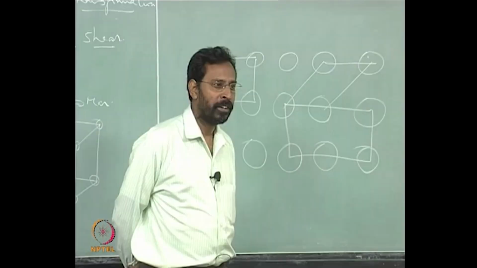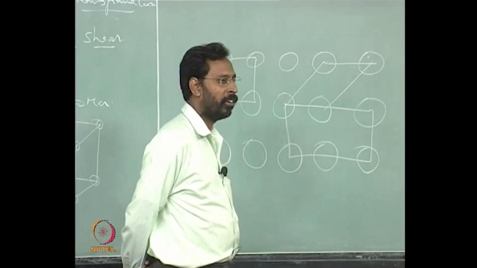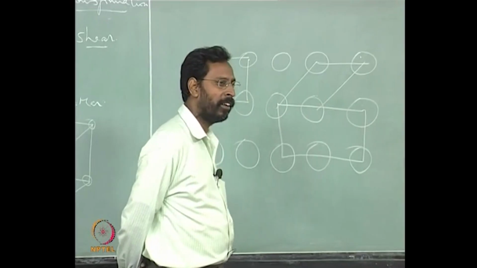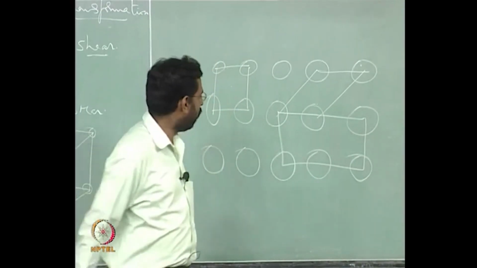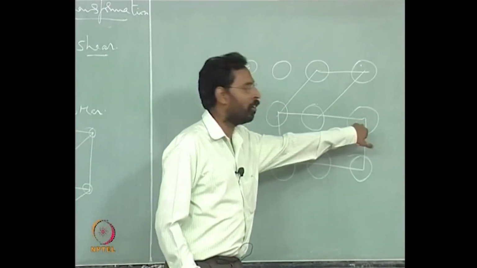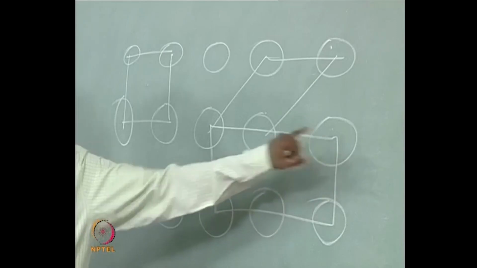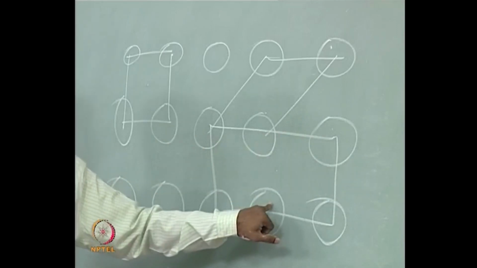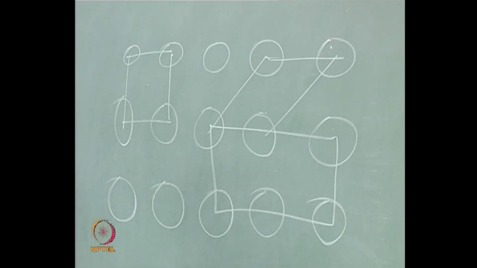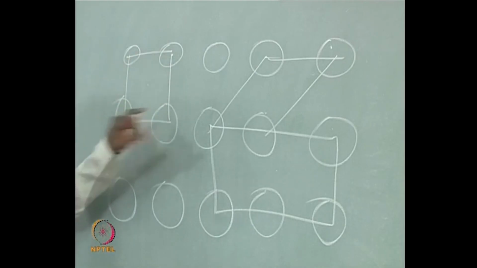Corners, each corner will contribute 1/4. 4 into 1/4. Wonderful. Plus center half plus half. Each corner contributes 1/4, so 1/4 into 4, you will get 1. This is half, this is half. We are looking at a 2-dimensional lattice now. We are not looking at a 3D lattice. So if you are looking at a 2D lattice, this is it. So it is 2, whereas this is 1.